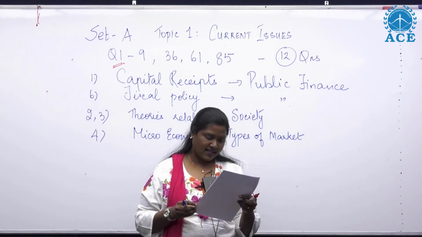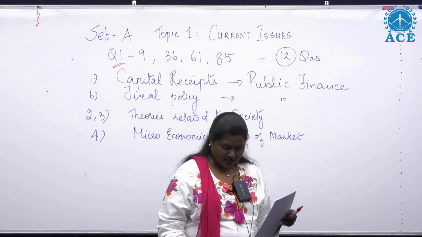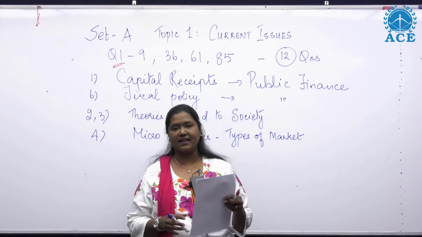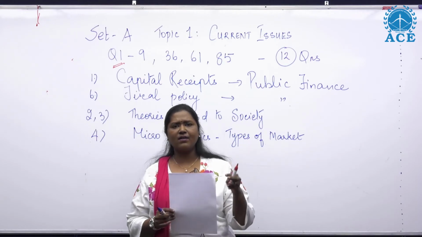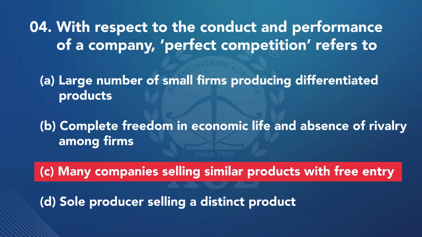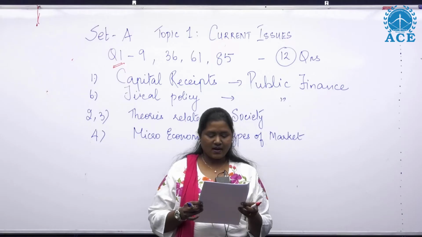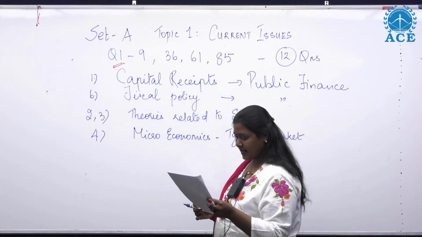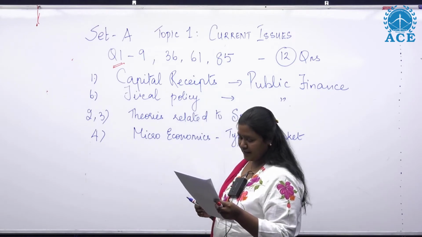Now, what's the answer here for perfect competition? You have many companies selling similar products with free entry. So there is no barrier of entry in this market. So many companies selling similar products is what is called perfect competition, which is 4C. Done. Let us come to the fifth one there.